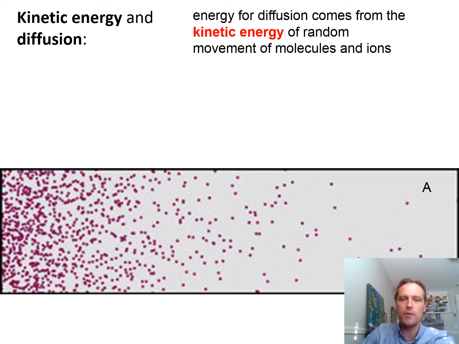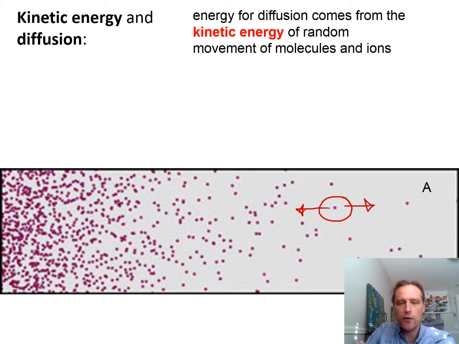So kinetic energy. This is energy for diffusion. Energy for diffusion comes from the kinetic energy of random movement of molecules or ions or solutes or solvents, just molecules in general. They're all moving randomly in random directions. So consider, let's just circle one molecule here. Forget about concentration gradients. What direction is this molecule going to move? I have no idea because it's random. It could move away from A or it could move towards A.